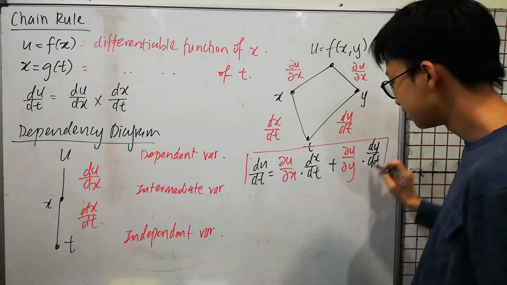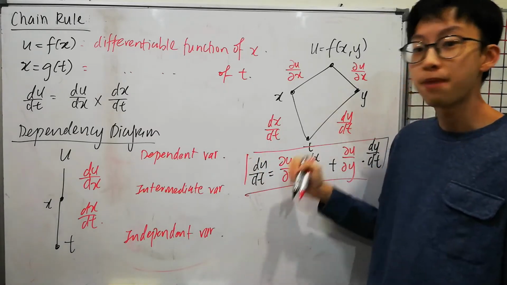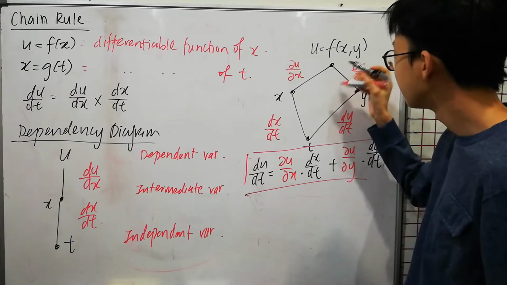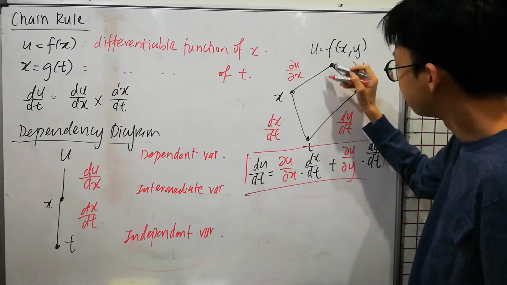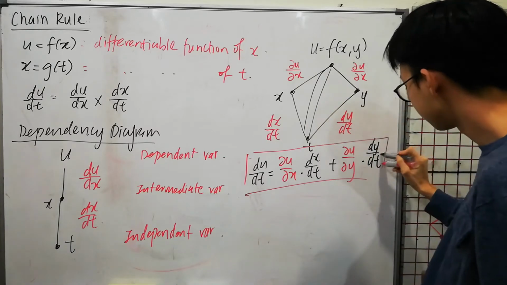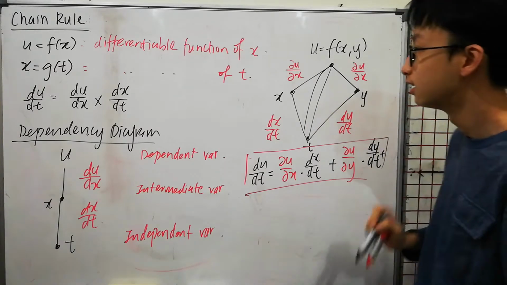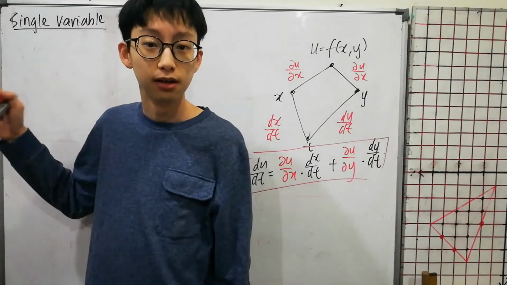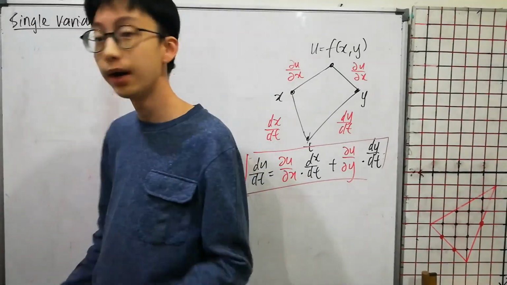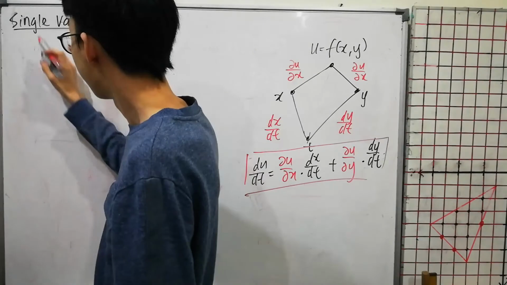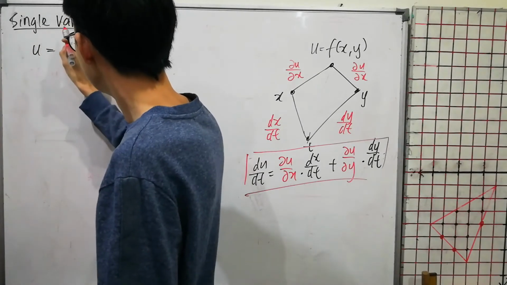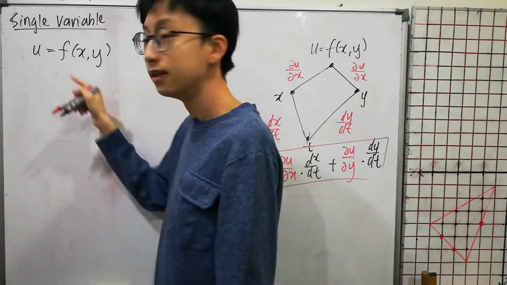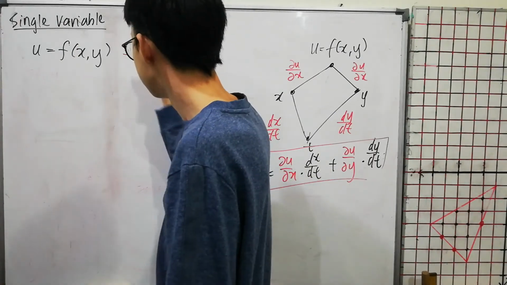And this is how we involve partial derivative in chain rule. And of course, if we have more intermediate variables, like maybe one more here, one more there, we just keep on adding to the end. Yeah? Okay, the next question is, can we apply this in single variable? The answer is yes, but with a condition. Like if we have u is f of x, y, this must be equal to 0.